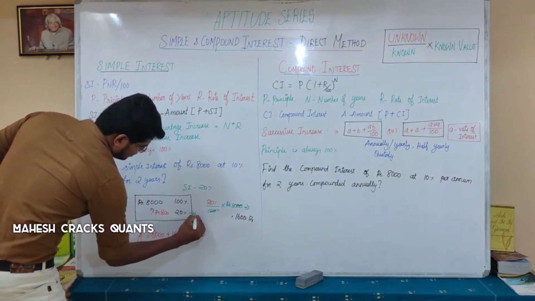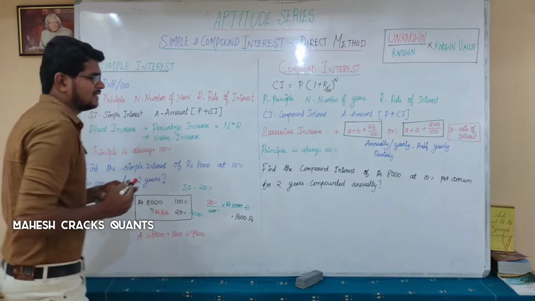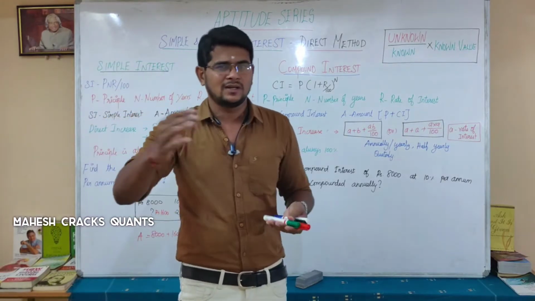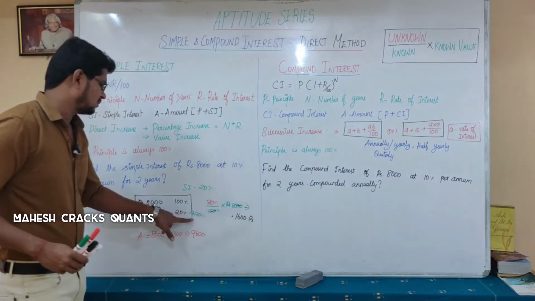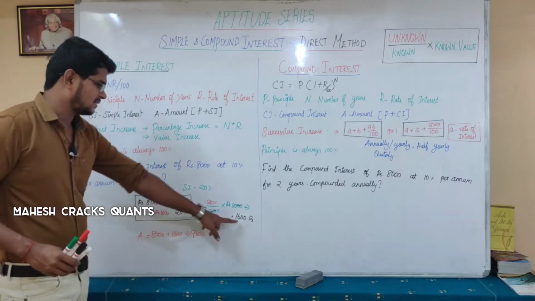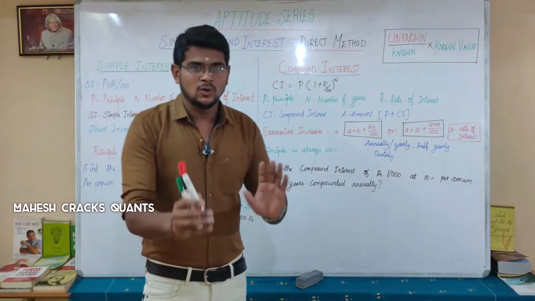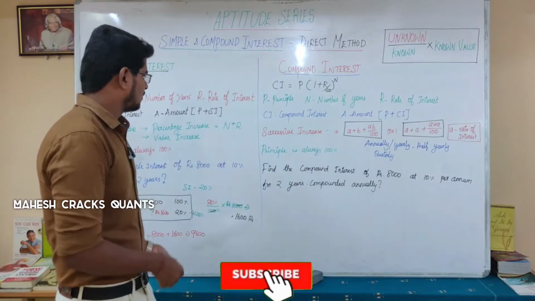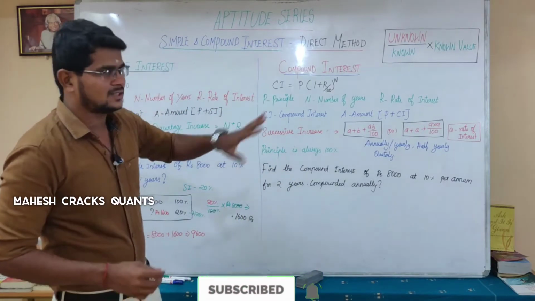You can directly find 120%, because the increase is 20%, you know that. Then 120 is the numerator. When you substitute 120 here, you will get 9,600 as the answer directly. Okay, that's all simple interest. We'll get into the compound interest part.